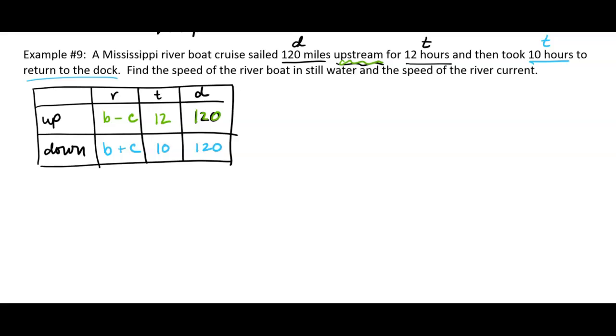Rate times the time, and that will equal the distance. So the top equation is going to be written as b minus c times 12 equals 120. And the bottom equation is going to be b plus c times 10 equals 120. Okay? Now we can distribute in the top equation.